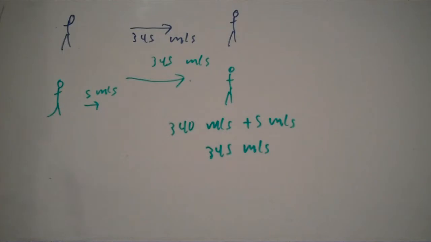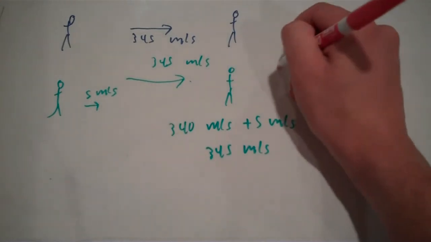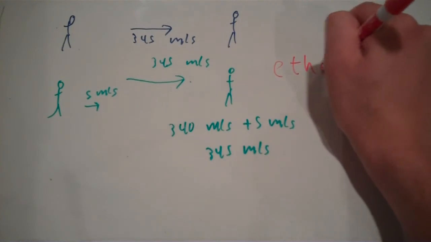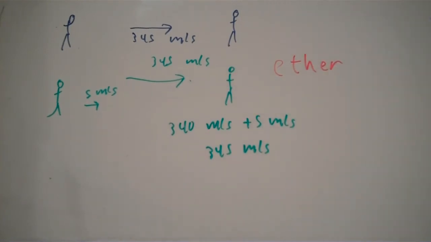Now, scientists figured that a similar thing happened with light, in that the lack of a velocity function in Maxwell's equations just meant that light traveled at a constant velocity relative to the ether, which is what scientists called the proposed medium through which light would travel.